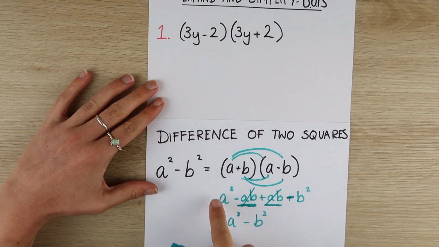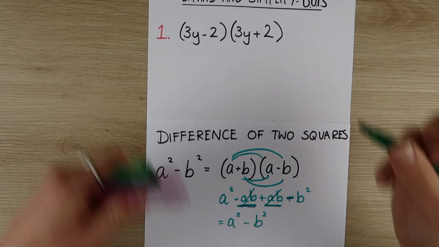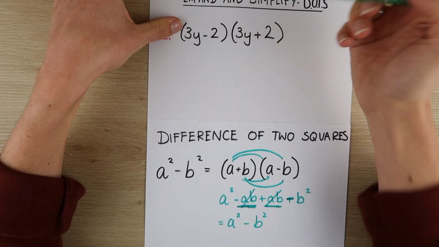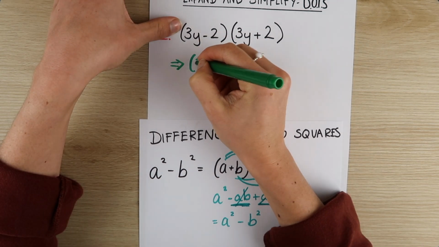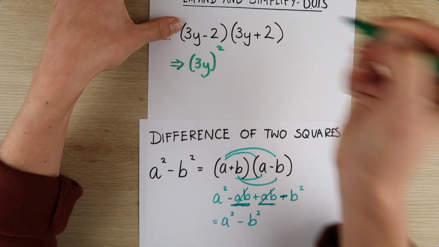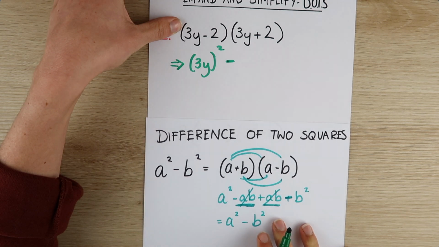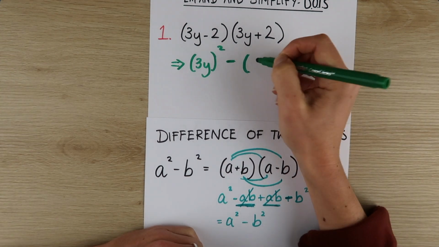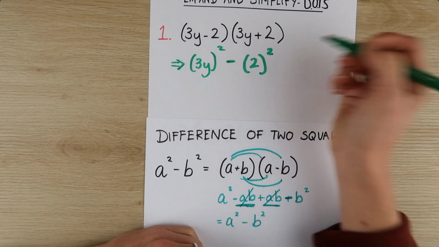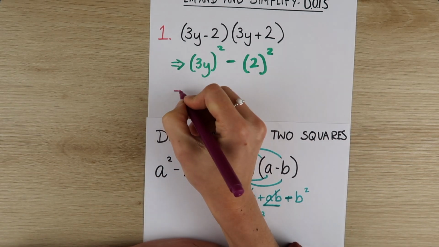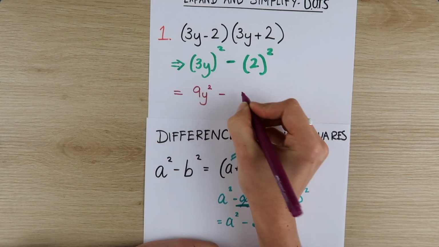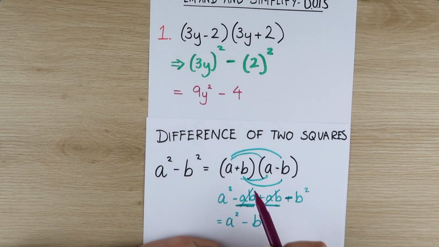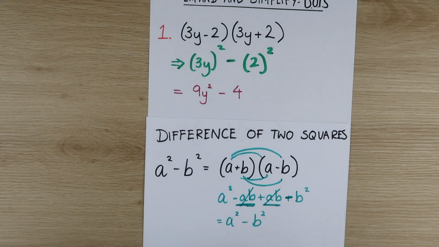So I'm going to use this rule to expand this. Remember we said the first value is squared, so 3y squared, then there's a subtraction between them, and the second value is squared. Now I just simplify that further, which gives me 9y squared minus 4. And that is the answer. So as you can see, it's super easy to use the difference of two squares rule.